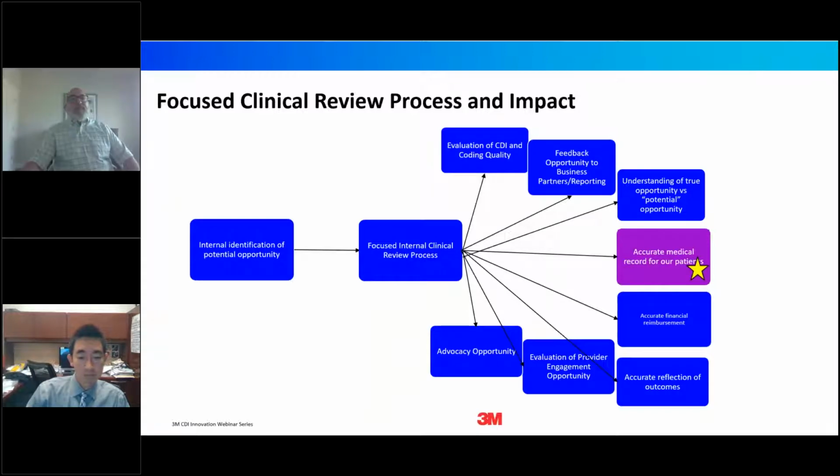So this just talks a little bit about our focus review process, which Jason is a huge part of. We usually will come up with some sort of potential opportunity identified. We'll focus an internal clinical review, and it includes both CDI and coding quality. We give feedback to our partners around it. This is also part of what Jason said, when somebody wants a chart review or multiple chart reviews, they can put in a request for us to look at all of that. The goal of all of this work is making sure that we have accurate medical records for our patients, and that we're reflecting the outcomes from Stanford's work that we do every day.